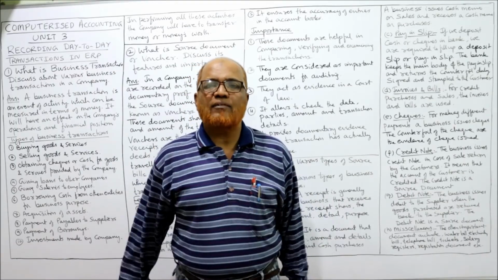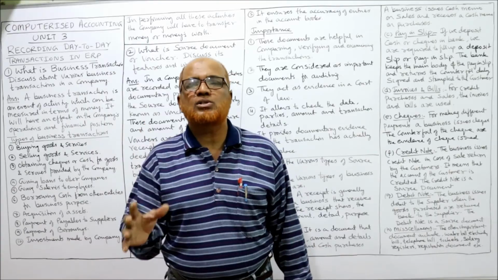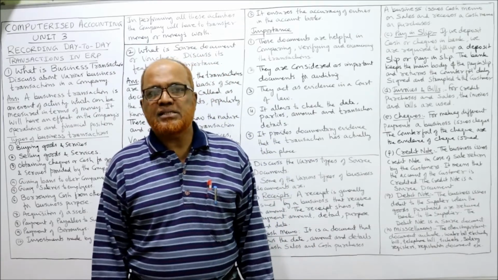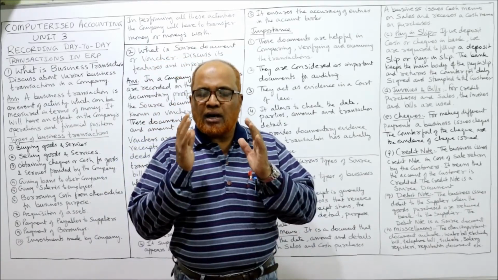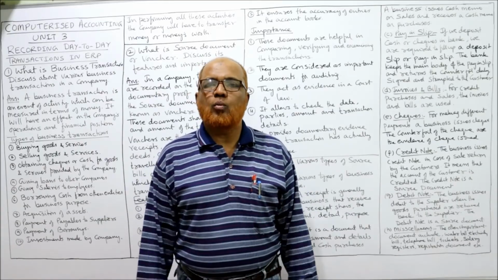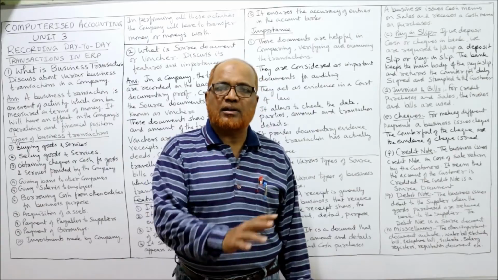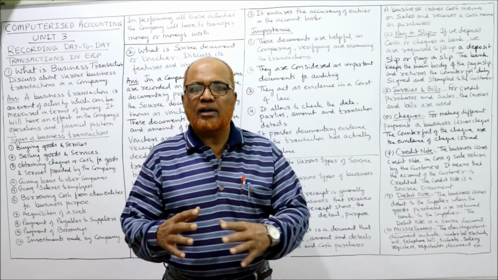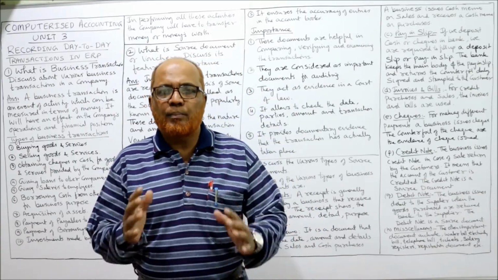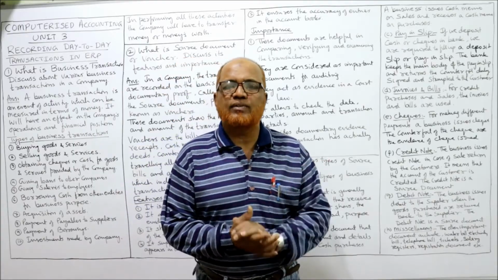Now in this video, I'm continuing the topic of unit number 3. In the last video, I explained the contents of unit number 3: what are business transactions, what are source documents, what are vouchers, how to record the transactions in ERP, and what are the different types of vouchers. Briefly, I explained this in the last video.